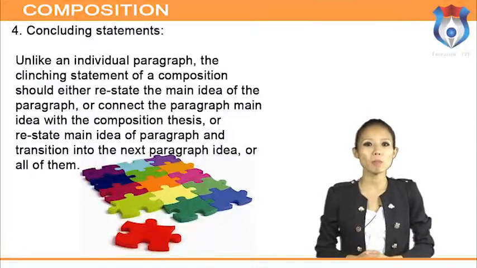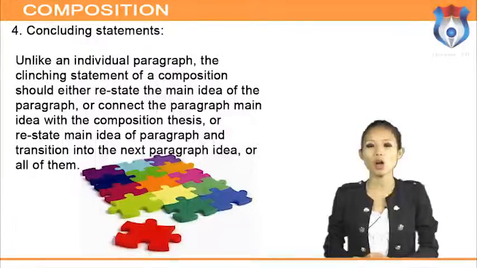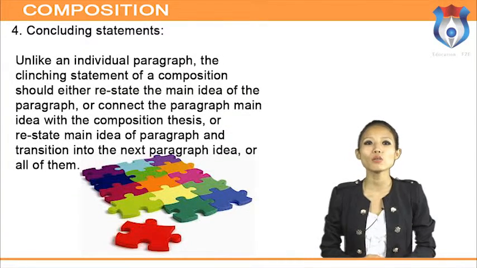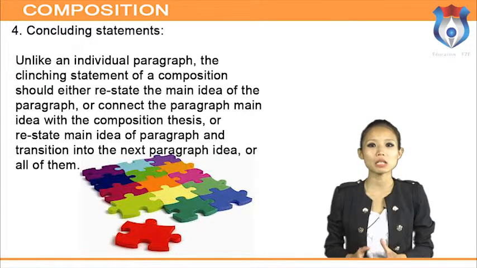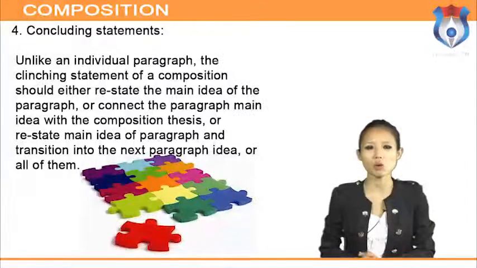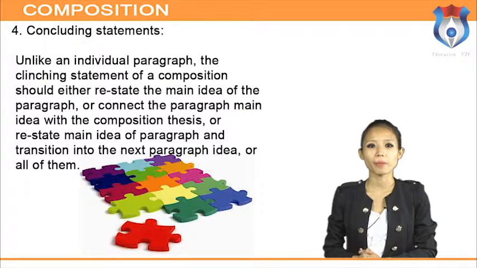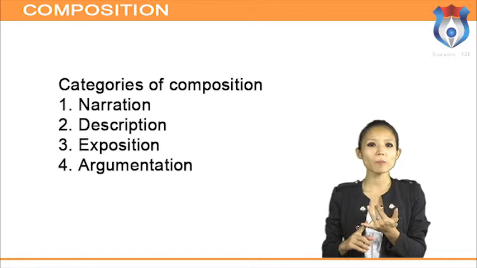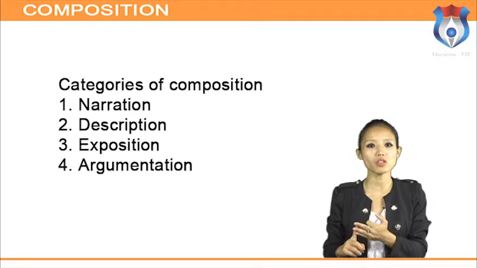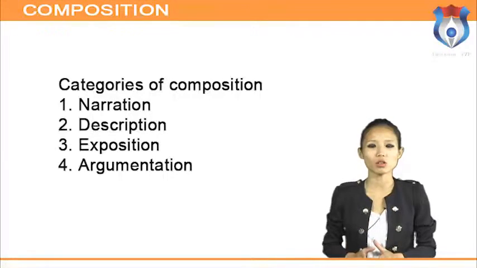Concluding statements. Unlike an individual paragraph, the clinching statement of a composition should either restate the main idea of the paragraph, or connect the paragraph main idea with the composition thesis, or restate the main idea of the paragraph and transition into the next paragraph idea, or all of them. There are four categories of composition: narration, description, exposition and argumentation.